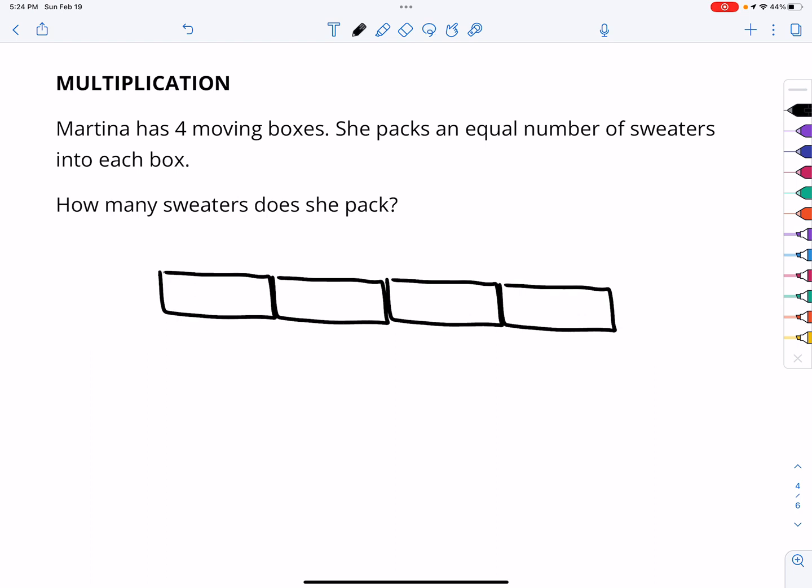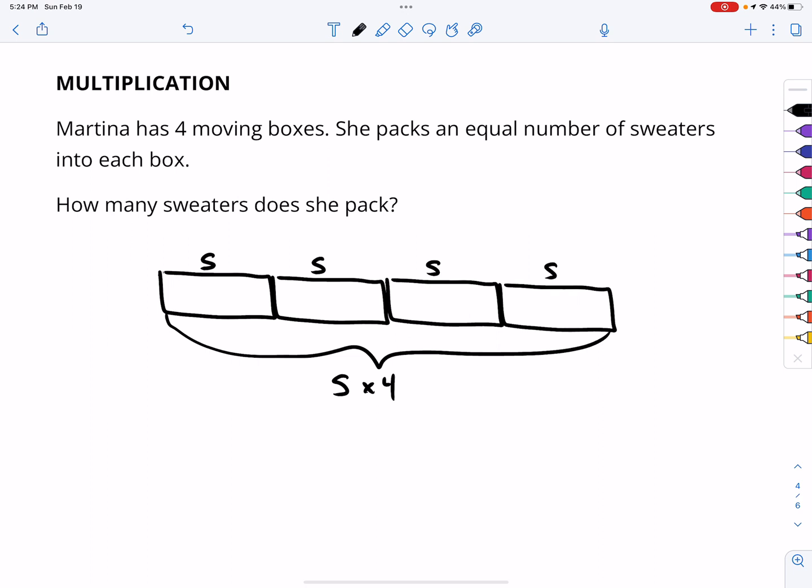I'm going to make our variable s. So in here we have s, s, s, and s. So to find our total, we have s 4 times. Now, when I'm writing this, I'm going to have to be very careful. Maybe s is not a great variable because it can look a lot like a 5, but s times 4. So how many sweaters does she pack? Well, it depends. If she puts 2 in each of these, she would do 2 times 4, which equals 8. So that seems to fit with our expression here of s times 4.